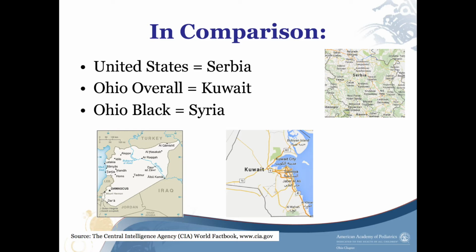Our overall Ohio infant mortality rate is similar to that from Kuwait, and our Ohio black infant mortality rate is similar to that seen in Syria. So again, countries that aren't necessarily as developed as ours aren't really doing any better than we are. So again, we have a ways to go.